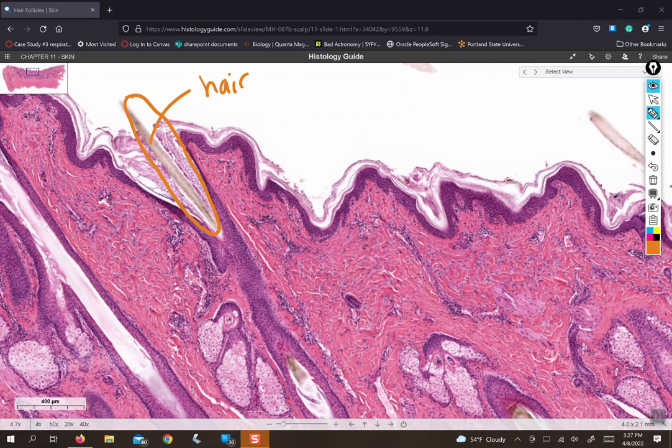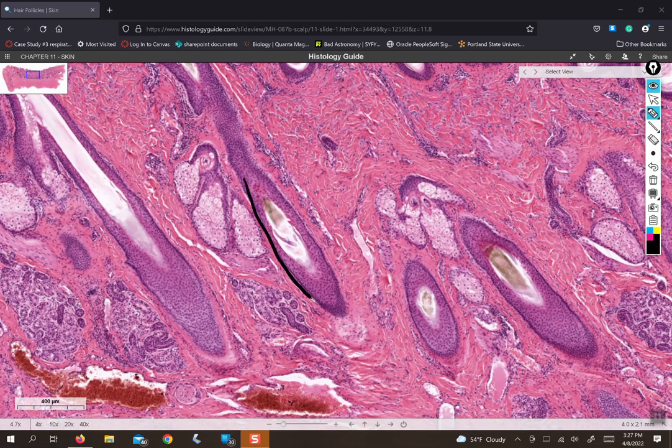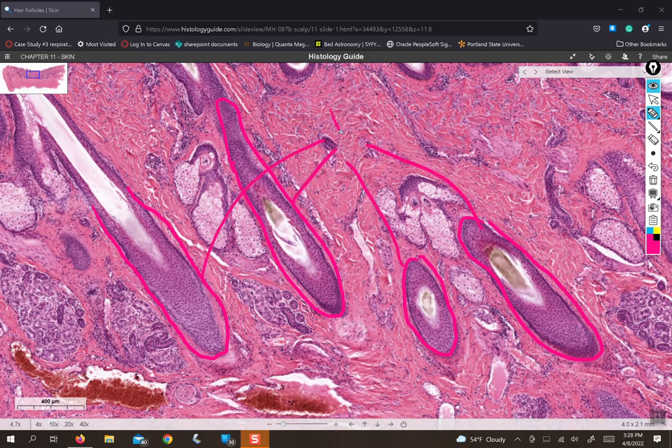So each of these things, oops, I didn't want that to be black. There we go, is a hair follicle. Some of them you get a nice longitudinal section. Some of them, depending on the angle of the cut that produced this thin section, you only get a little piece of, like here. So these are all, let's make that a different color so you can see. Hair follicles.